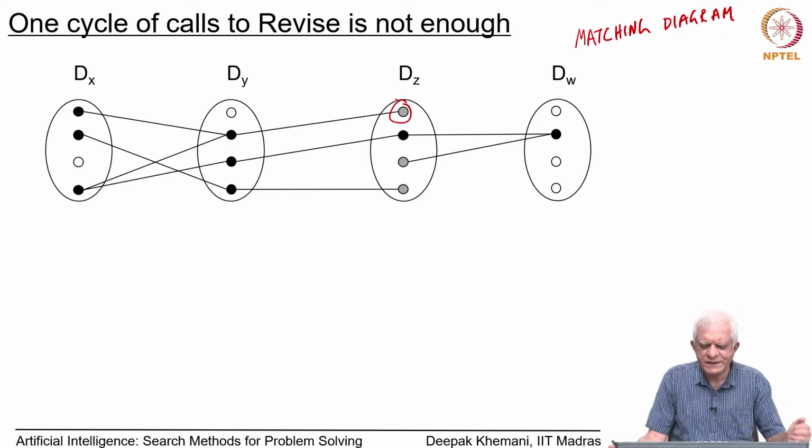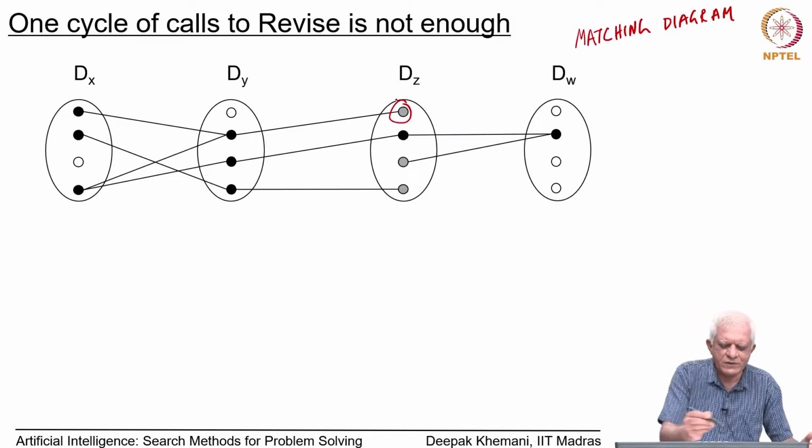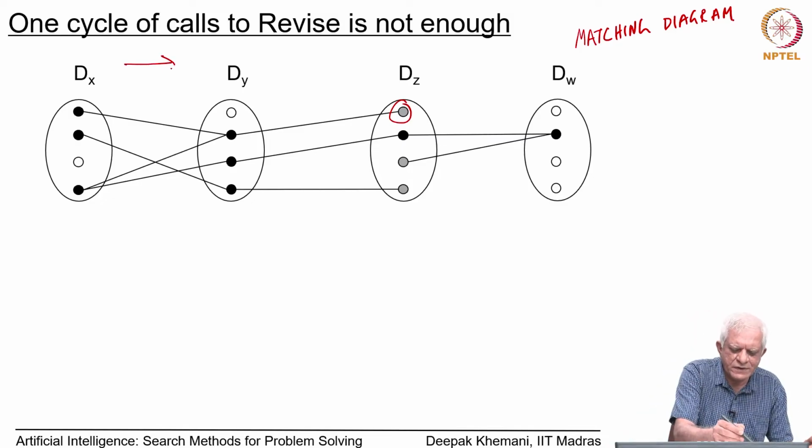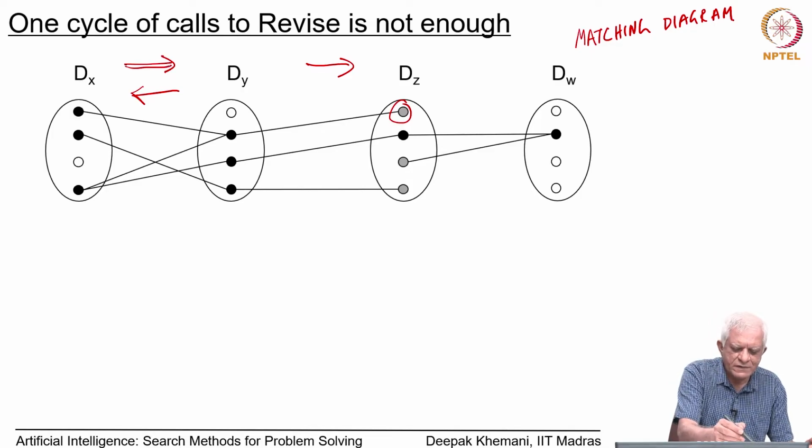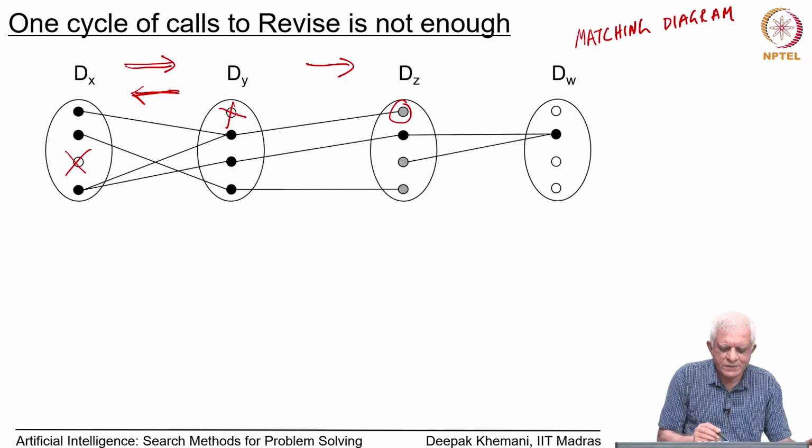So, supposing these are the 4 nodes given to us, and we said that for every edge in the constraint graph, do revise in both directions. Supposing we do it in this order, we first do revise in this direction, then we do revise in this direction. So, we have done 2, then we do this one. What happens when we do the first one? When we do the first one, we end up removing this from the domain. When we do the second one, we end up removing this from the domain.